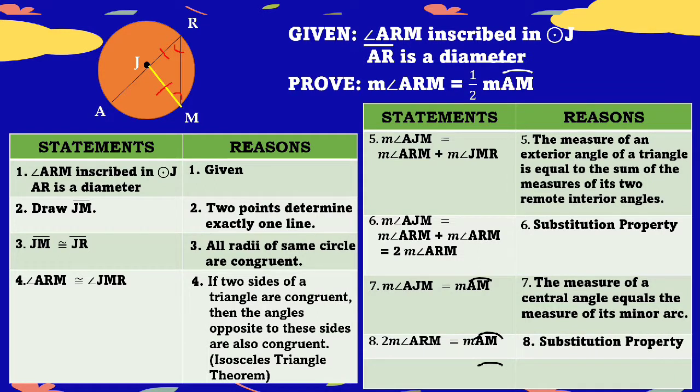Using number 8, by dividing both sides of the equation by 2, we can get the measure of angle ARM is equal to 1/2 the measure of arc AM. The reason for this is division property of equality. Now we have proved that the measure of angle ARM is equal to 1/2 of the measure of arc AM. It is indeed true that the measure of an inscribed angle is equal to 1/2 of its intercepted arc.